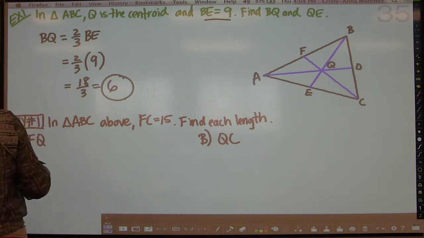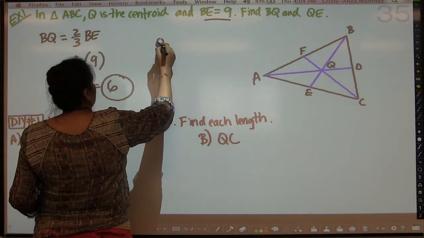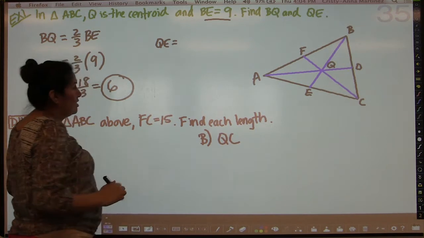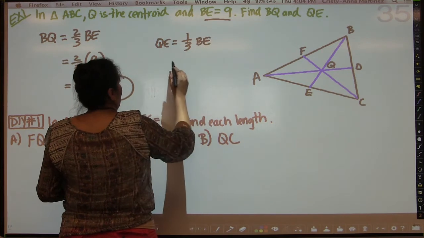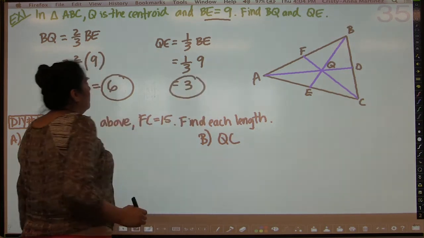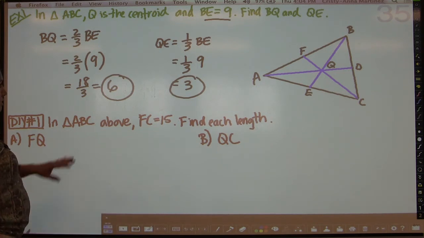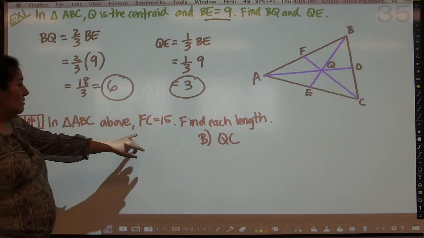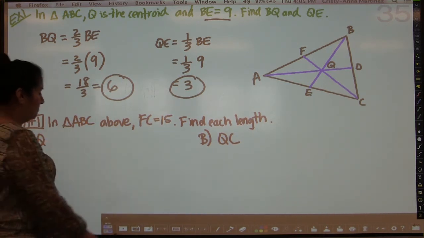And then they want us to also find QE. So QE is only 1/3 of BE. And so QE would be 1/3 of 9, or just 3. So that's how you could do that algebraically if you want, but a lot of you could probably just do that in your head. So now we're going to use the same diagram, but this time they're telling us that the segment F to C is equal to 15, and they want you to find FQ and QC.